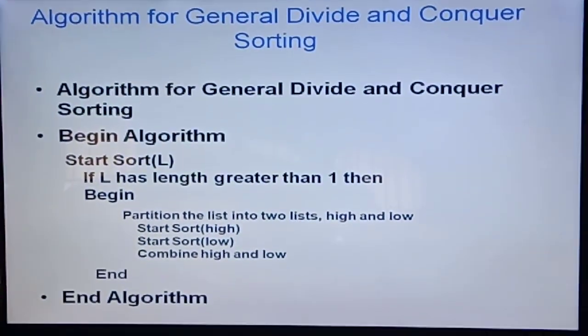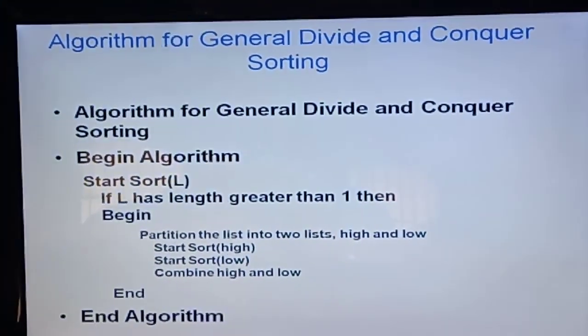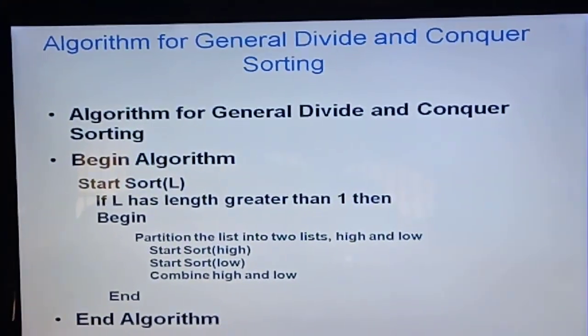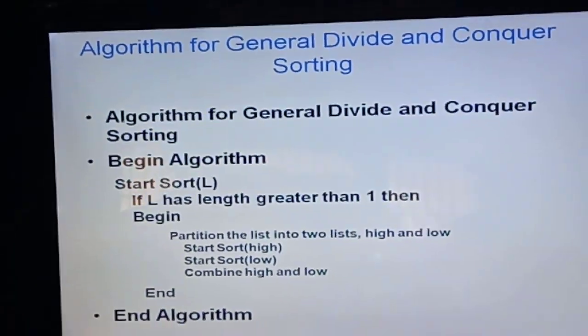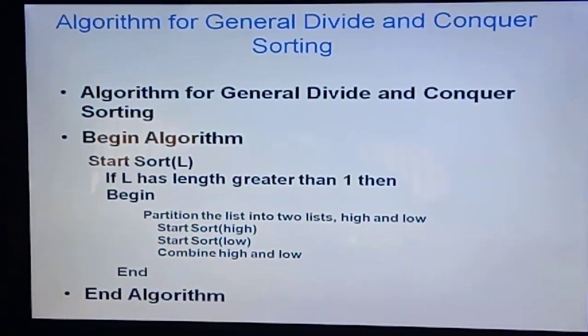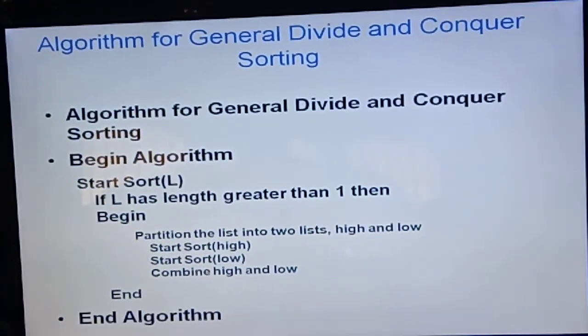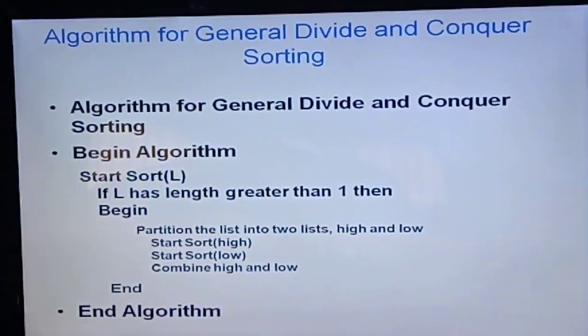Partition the list into 2 lists, high and low. Start sorting high. Start sorting low. And combine high and low and end the algorithm. And recursively call this until high and low contain single elements.